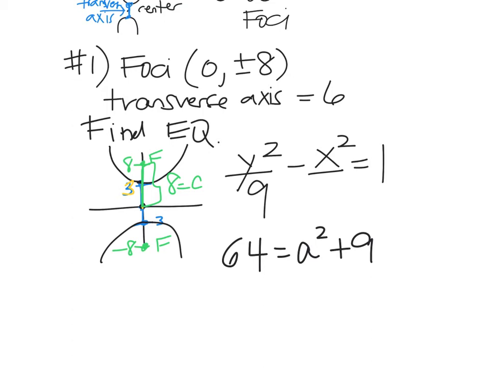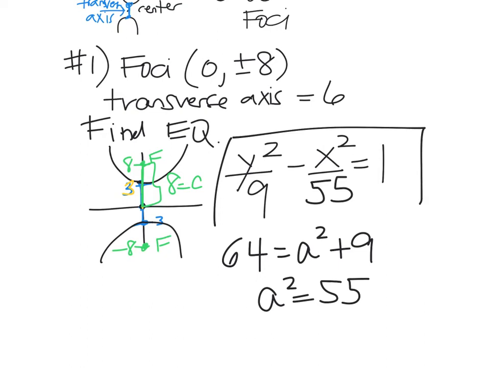So go ahead and subtract 9 to the other side. So a squared equals 55. You do not need to take the square root because we are trying to find out what a squared is. And you go right up here and you plug in 55 and then you're done.